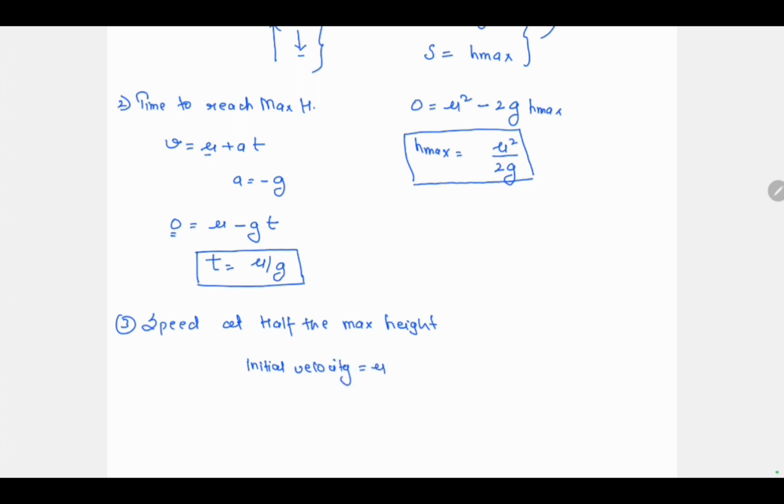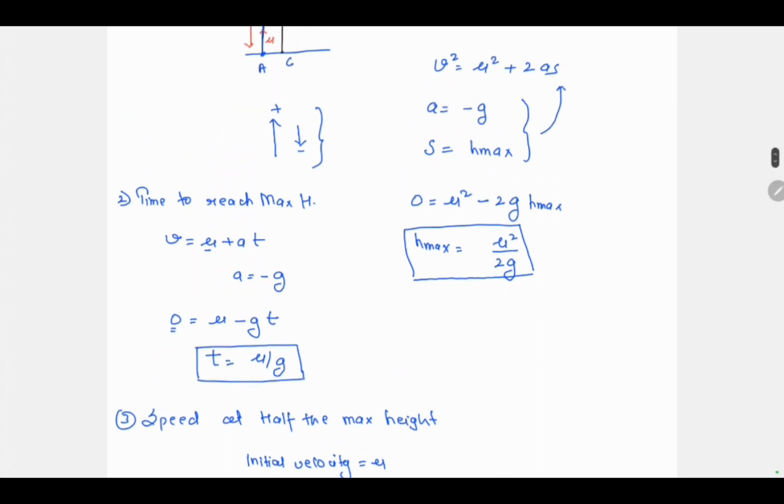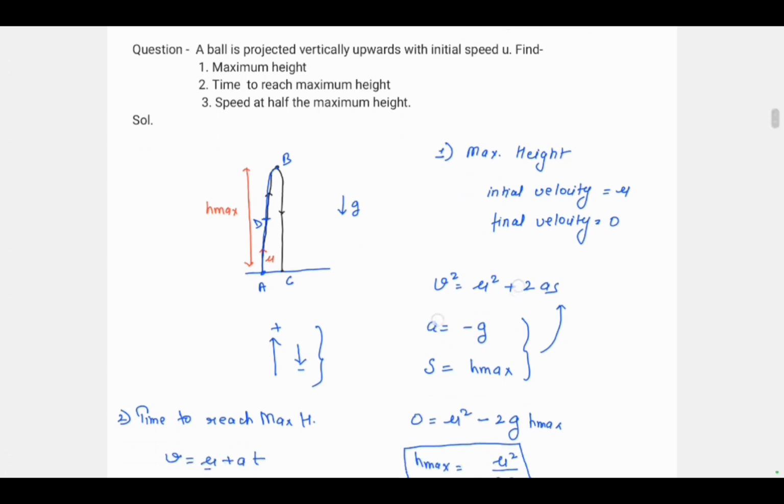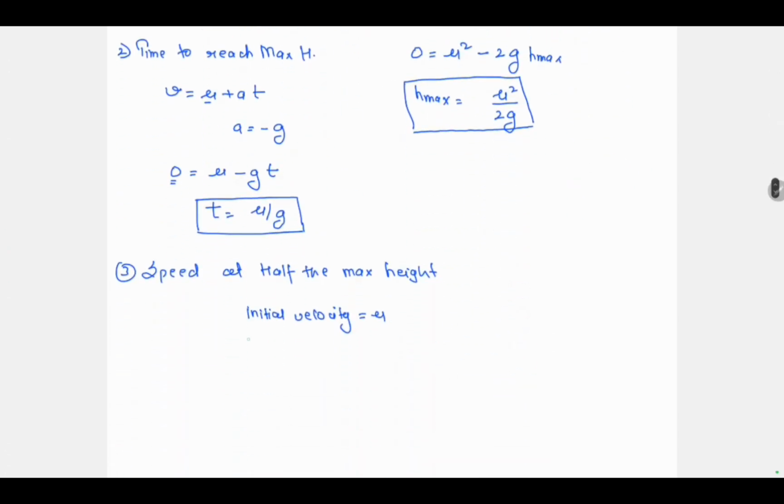Initial velocity is u. Suppose when the ball is at some point D, the velocity is not zero, because it is still moving in an upward direction. It means the velocity at D, or I can say the final velocity for my case, is somewhat u. Just I am taking the final velocity as u.